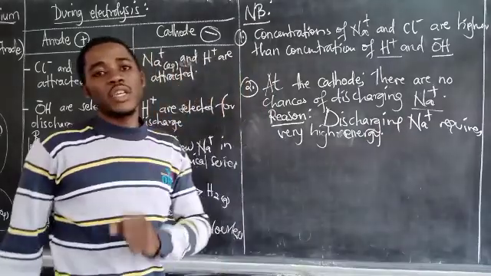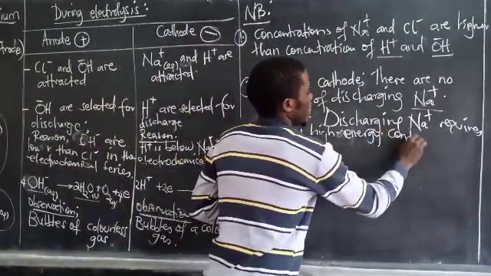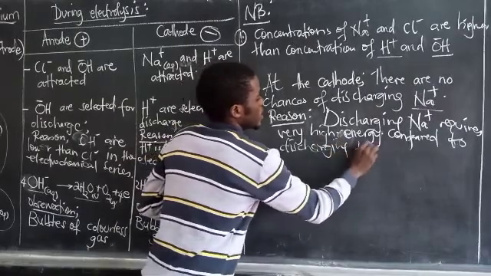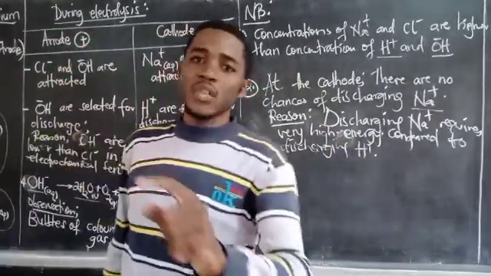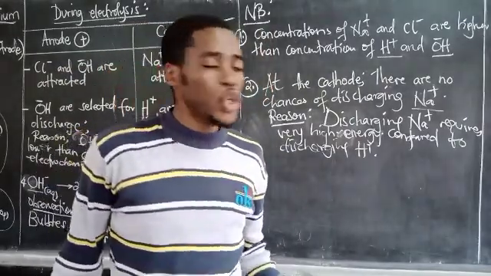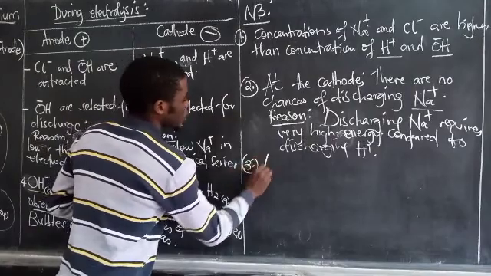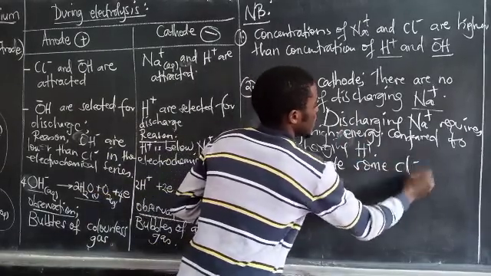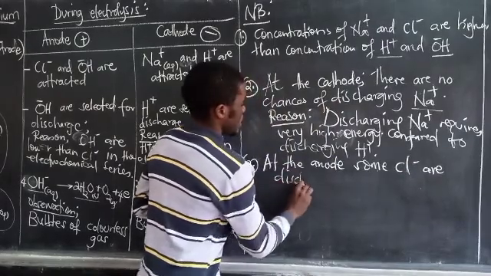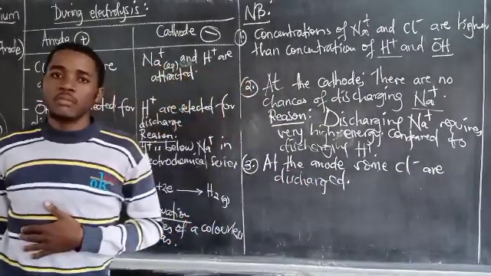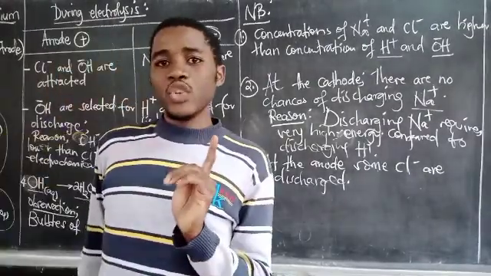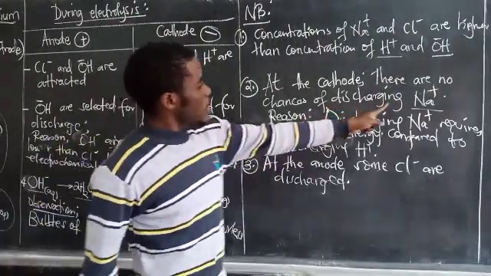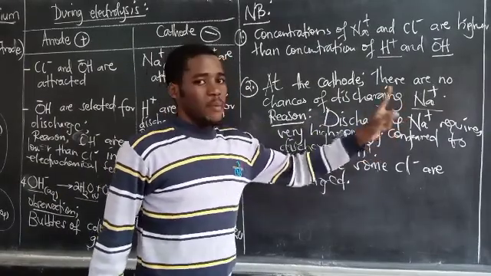It requires very high energy when compared to discharging hydrogen ions. Much as sodium ions are in higher concentration, they will not be discharged due to the high energy required. But at the anode, some chloride ions are discharged, because discharging chloride ions and discharging hydroxide ions, yes, the difference in energy is there, but it is not as much as the difference between discharging hydrogen ions and sodium ions.